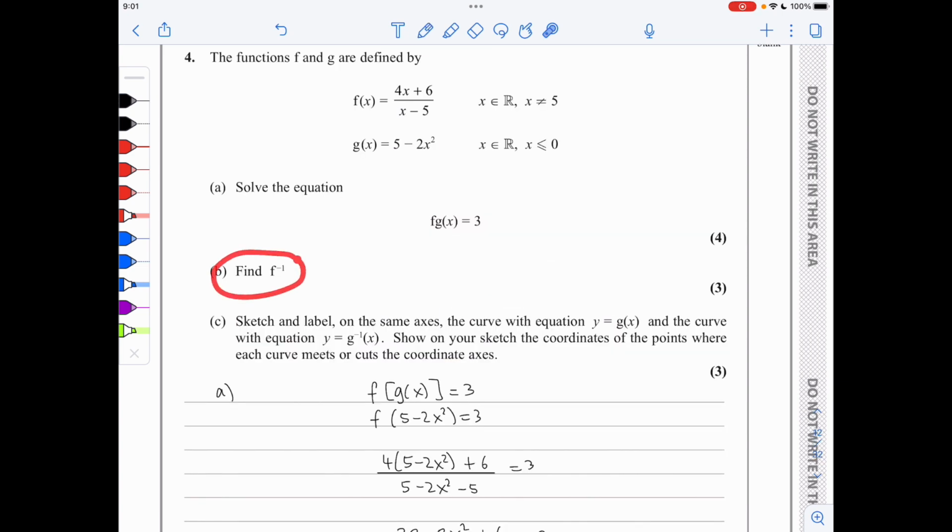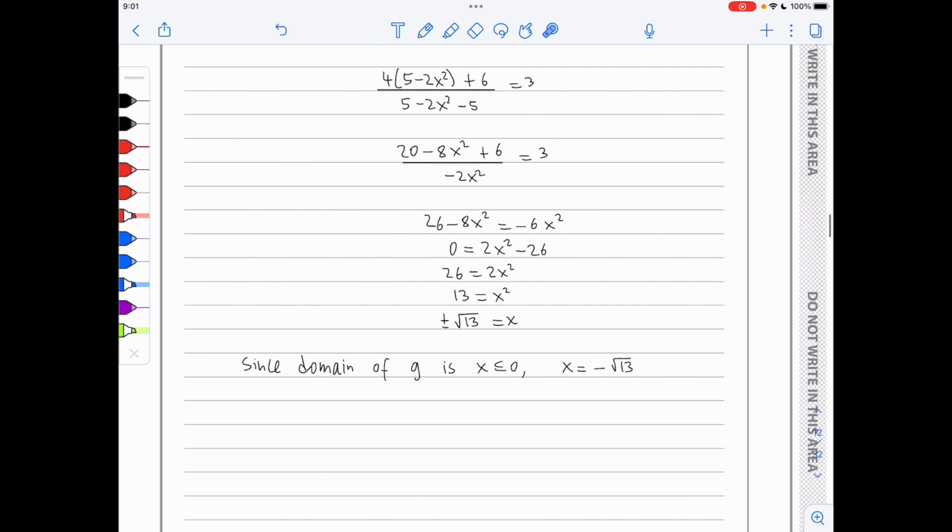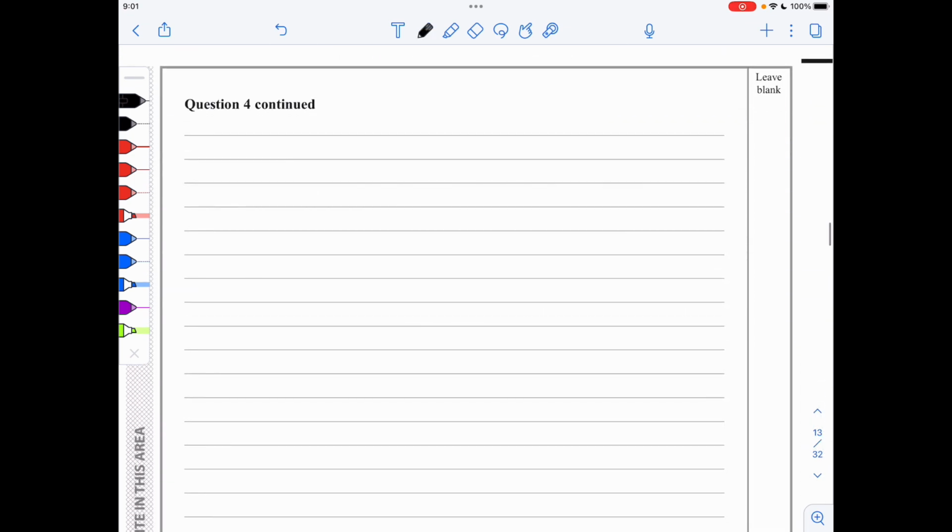In part B, we need to find f inverse. So we start by writing out that y is equal to (4x plus 6) over (x minus 5).